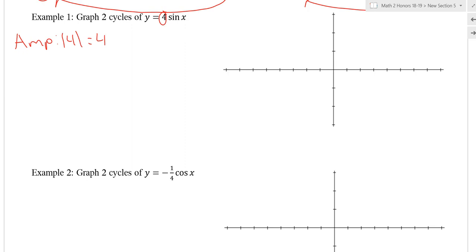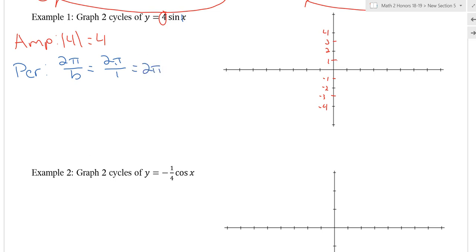I don't have enough tick marks for that, so we're going to make this 1, 2, 3, 4. Okay, -1, -2, -3, -4. Put in some of our own tick marks there. And then our period is 2 pi over b. Technically, there's a 1 in front of that x, so 2 pi over 1, which equals 2 pi.